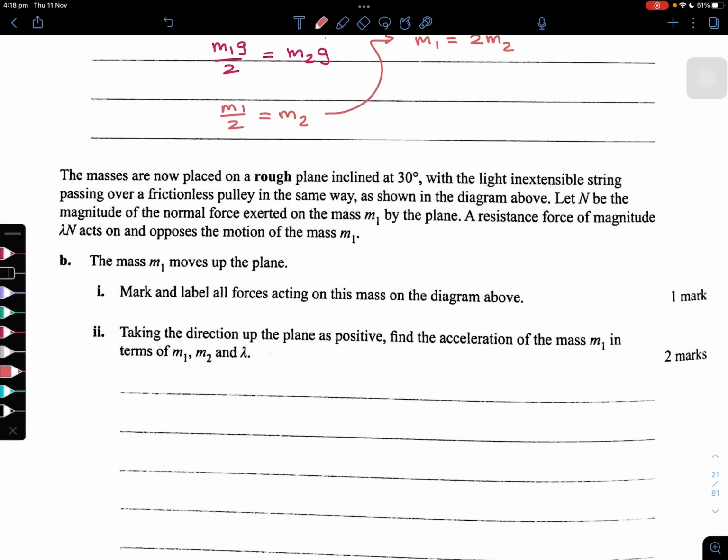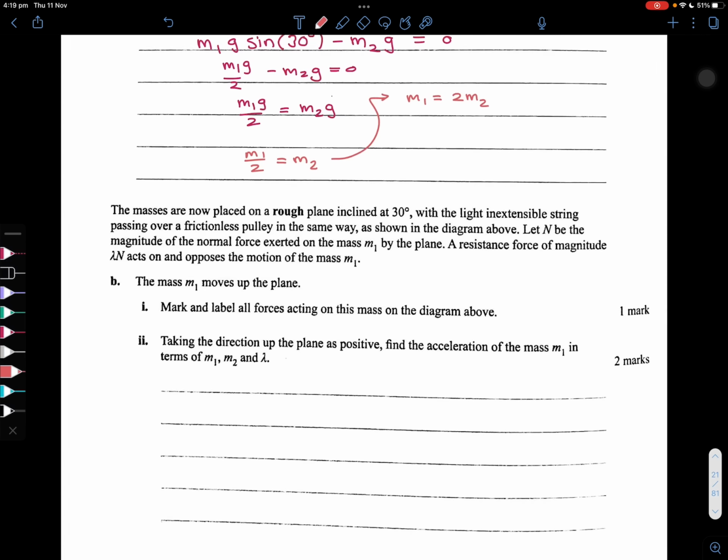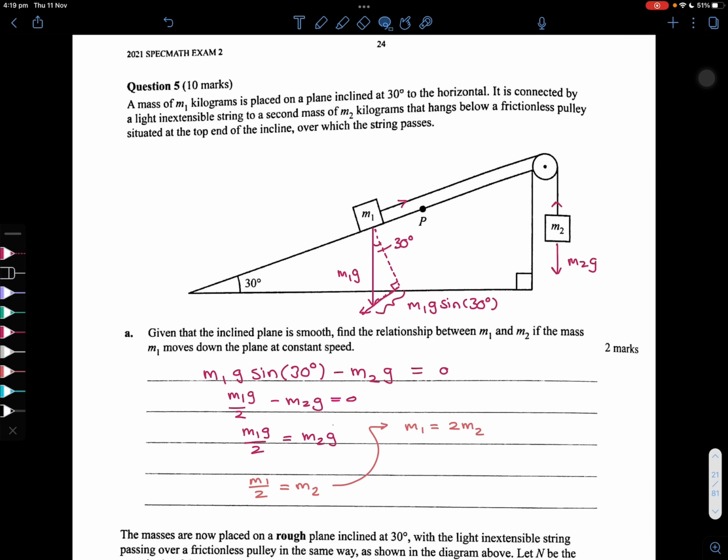Okay. The masses are now placed on a rough plane inclined at 30 degrees with the light inextensible string passing over a frictionless pulley in the same way, as shown in the diagram above. Let n be the magnitude of the normal force exerted on the mass m1 by the plane. A resistance force of magnitude lambda n acts on and opposes the motion of the mass m1. The mass m1 moves up the plane. Mark and label all forces acting on this mass on the diagram above.